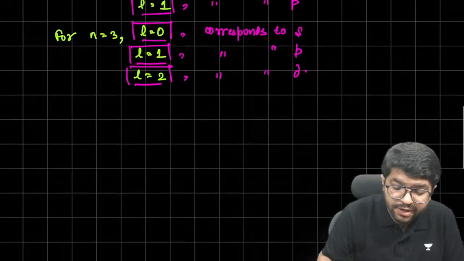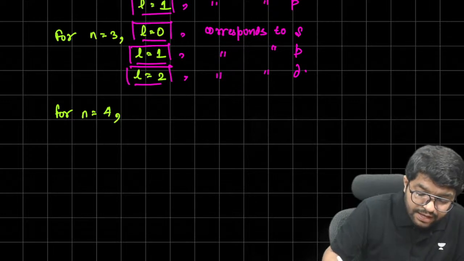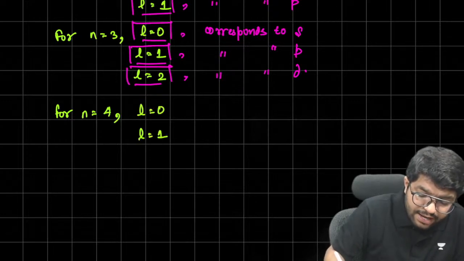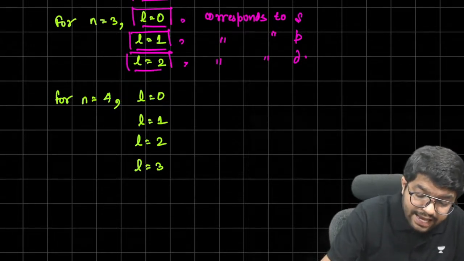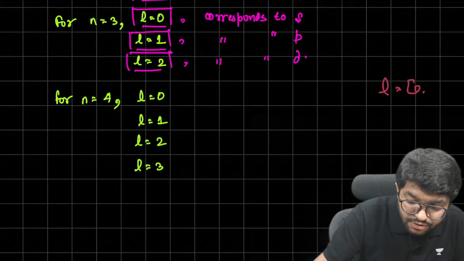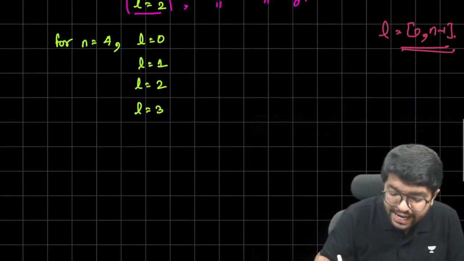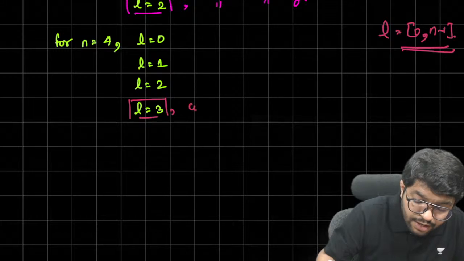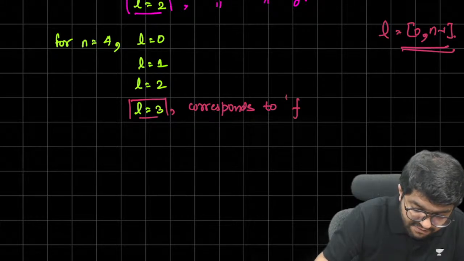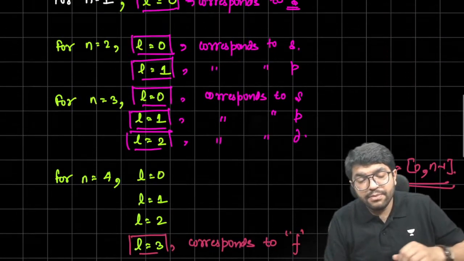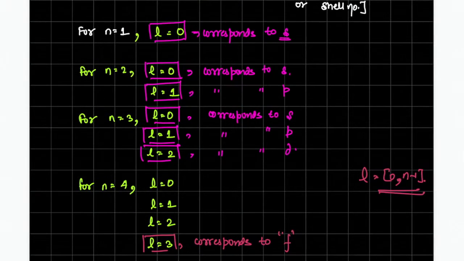Similarly, L is equal to 3. Say for example, for n equals 4, L will be 0, 1, 2, and 3. Why? Because L has to be between 0 and n minus 1. So L is equal to 3 corresponds to F. Quickly pen this down because it will be helpful.